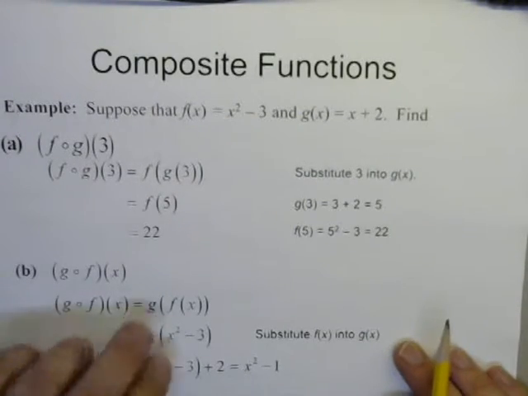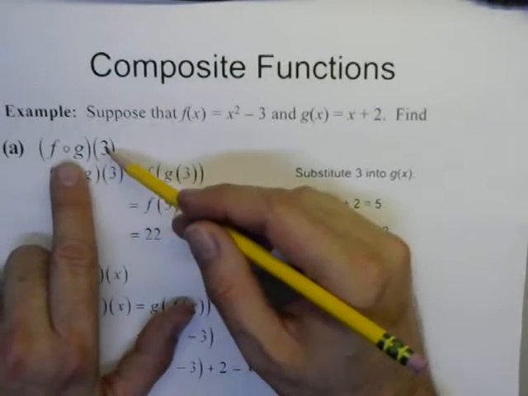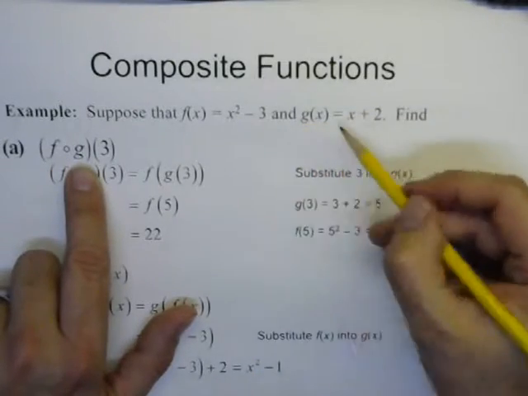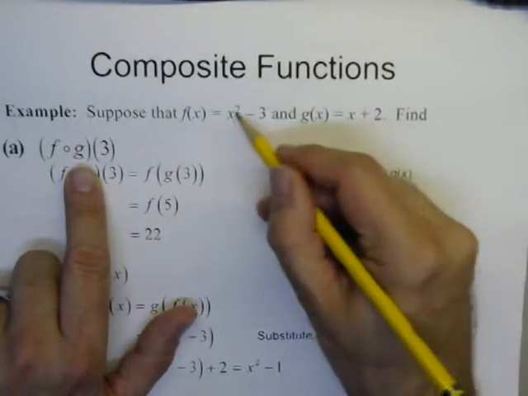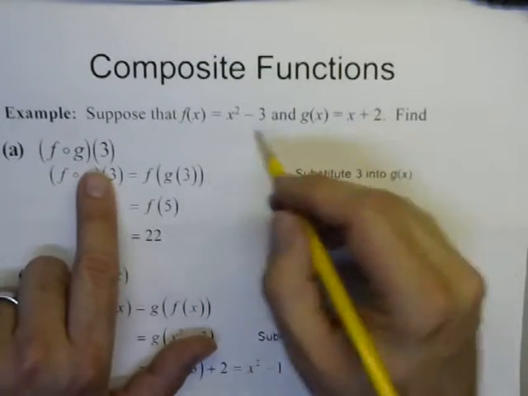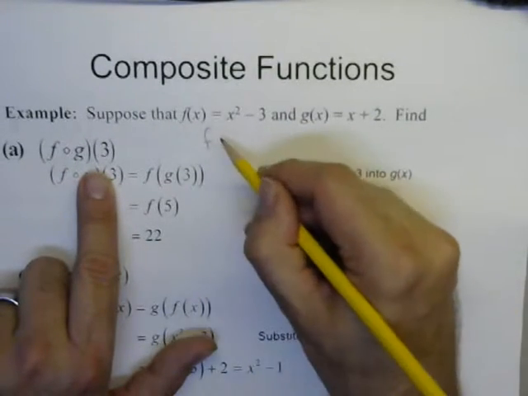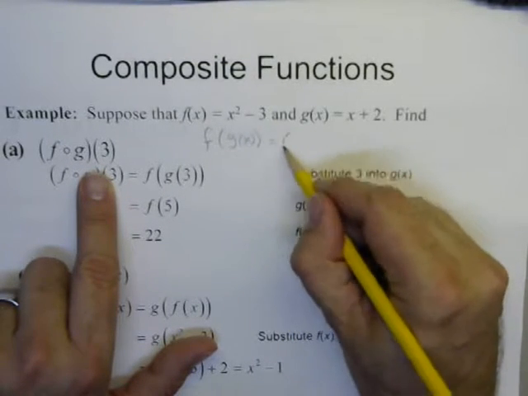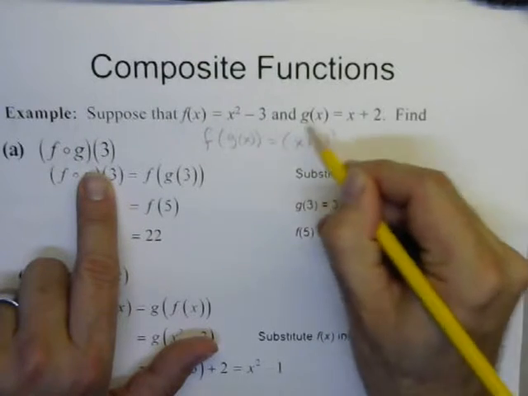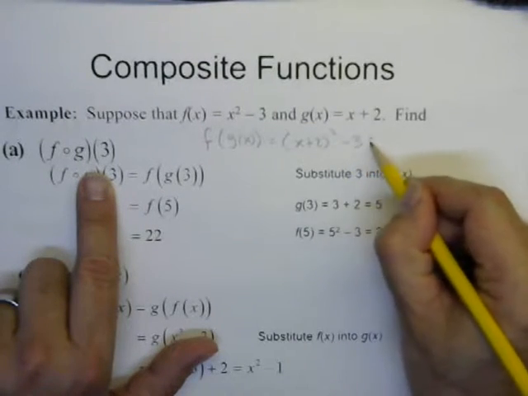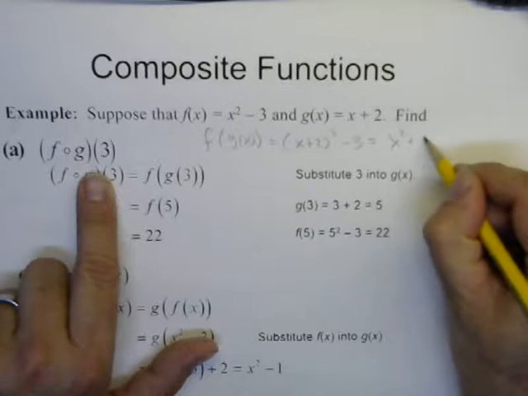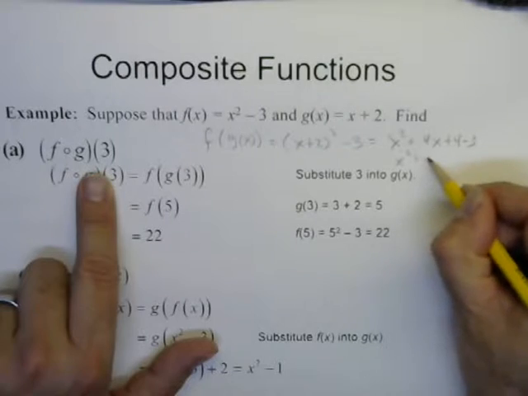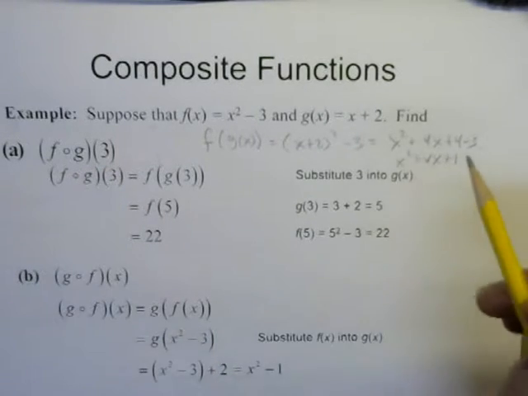Right, so let's look at some more examples here. Let's say I asked, what's f of g of 3? Well, let's find f of g first. So f of g would be what I would get if I replaced all the x's here with x squared. So if I did that, f of g of x would be x plus 2 squared minus 3. So I just replace that x with x plus 2. And if you work that out, you'll get x squared plus 4x plus 4 minus 3, which will give you x squared plus 4x plus 1.